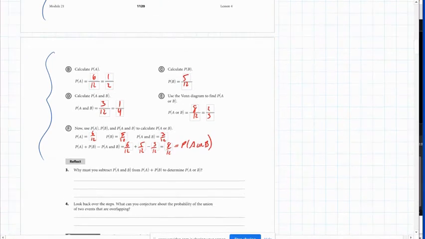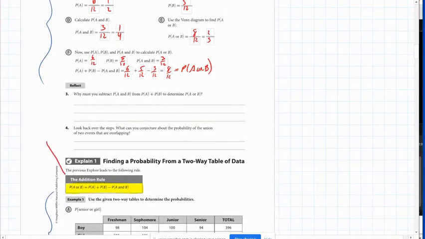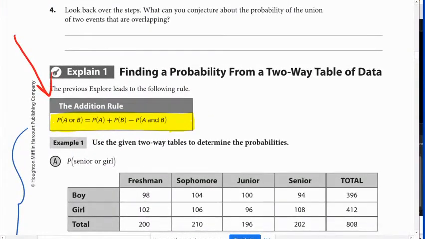And so that result is right here in the next theorem box that I have highlighted in yellow. So remember when we said if events are mutually exclusive, the probability of A or B was just the probability of A plus the probability of B. That was for mutually exclusive.